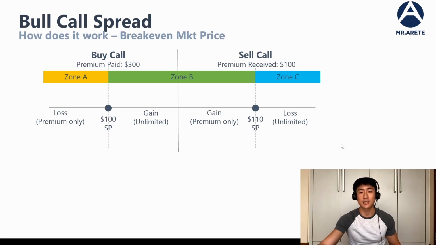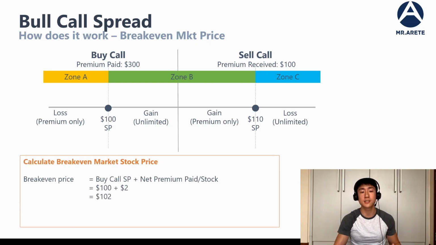The other thing that I need to go through with you is how you calculate your break-even stock market price. For this case, your break-even price is simply the buy call strike price plus the overall net premium that you paid per share. So it'll be $100 plus $2, which adds up to $102. What this means is that at the expiry of both contracts, as long as the stock price is at $102, you will not gain or lose any money.